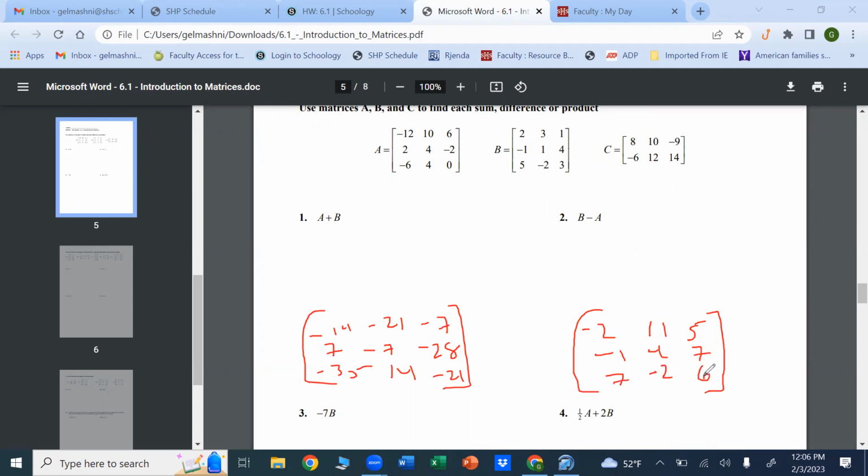Okay, sounds good. You guys are in unison. I'm doing number 4, yes. So number 4, you've got to multiply A by 1/2, and B by 2, and then of course add them up. And let's see, let me see if the answers were right.